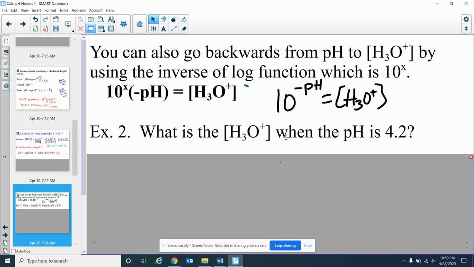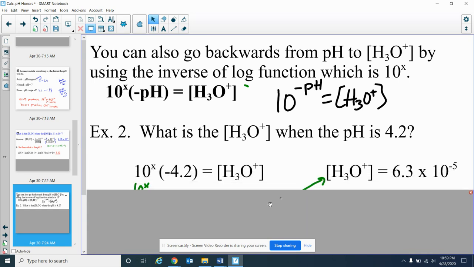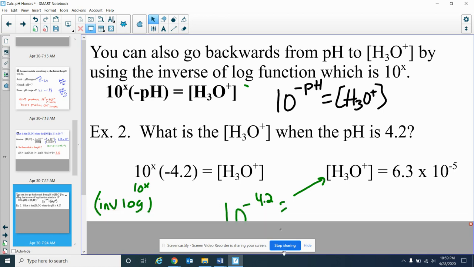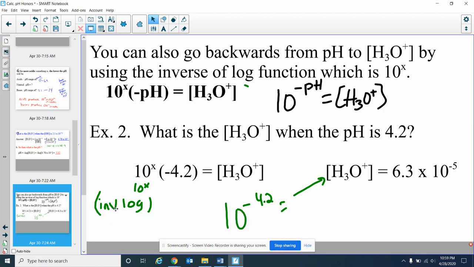So what is the H3O plus when the pH is 4.2? It would be 10 to the negative 4.2 that you're plugging in your calculator. You could actually use the 10 caret key. You could do 10 caret negative 4.2, or you can do inverse log or the 10 to the x key, negative 4.2. And you should get 6.3 times 10 to the minus fifth.